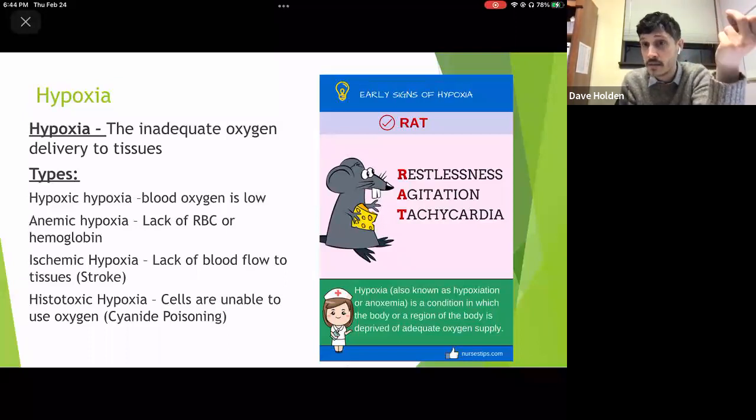This could also happen in the muscle. So we're familiar with ischemia in the muscle, right? Massage therapists, we know about ischemia, yeah?